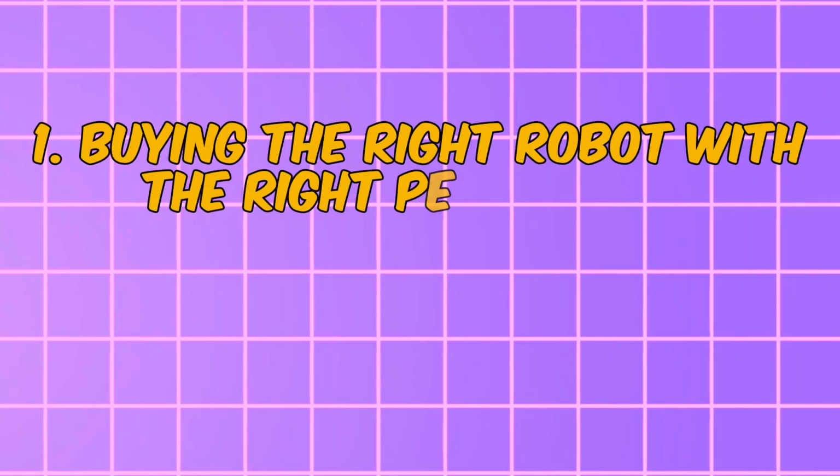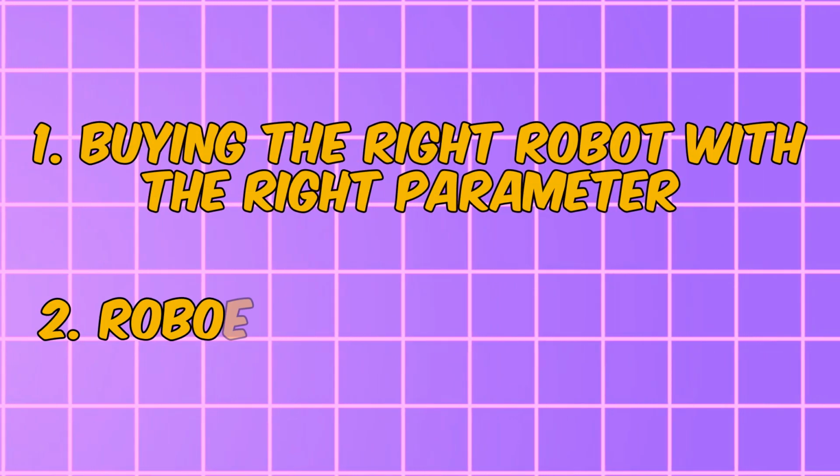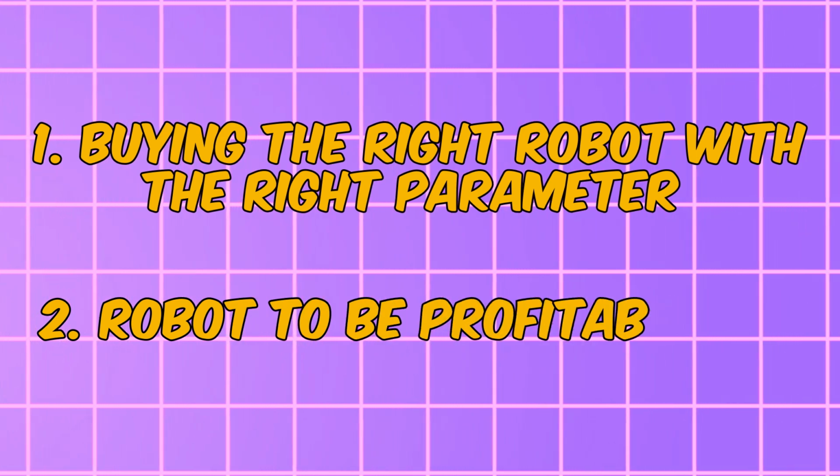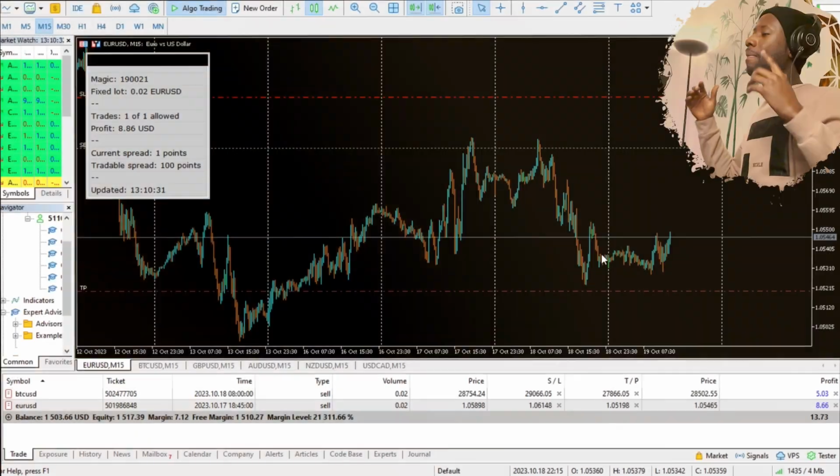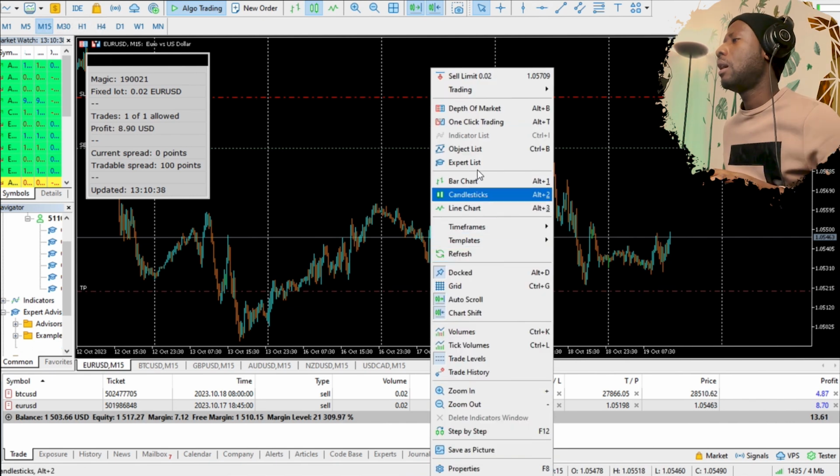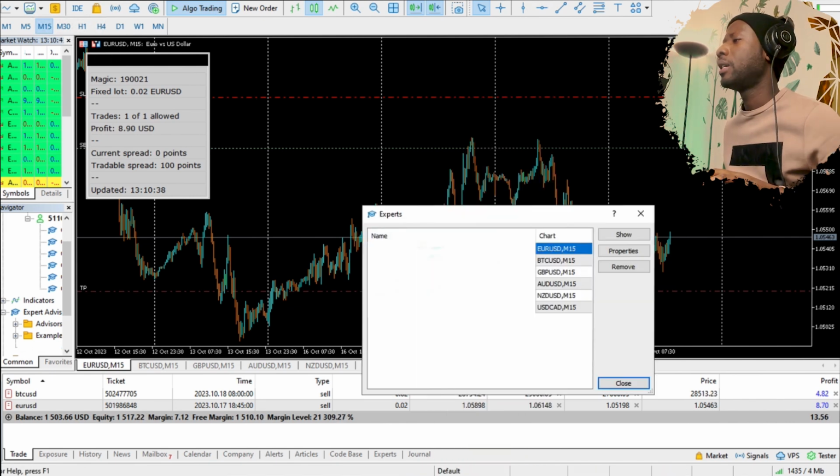These are the things that you need to know, and that is my goal here on this channel, to help you to be able to set the robots that you buy. First of all, buying the right robot with the right parameters. Secondly, so that you can adjust the robot to be profitable to you. So let's go straight into the parameters and look at what we want to talk about here.